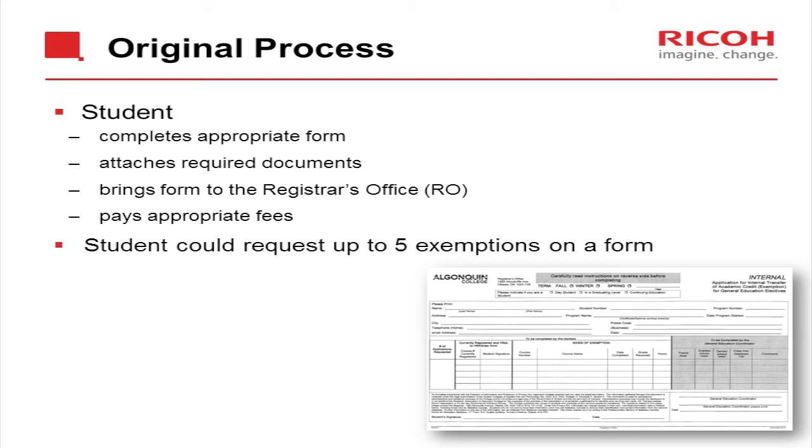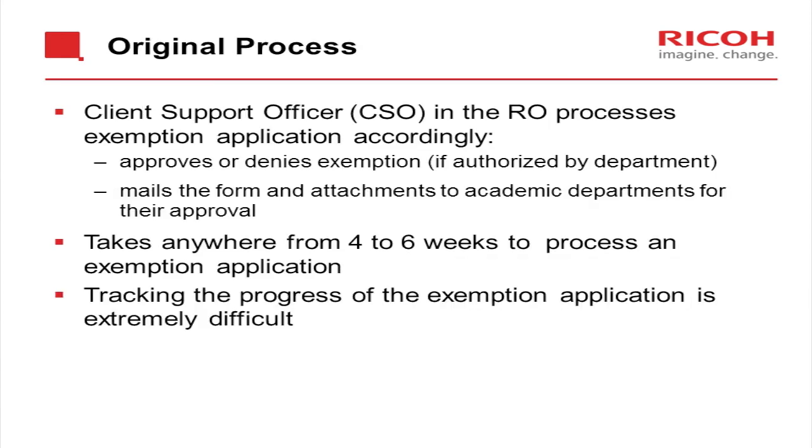Based on the form layout, the student could request up to 5 exemptions on a particular form. The client support officer, or the CSO, in the registrar's office processed the exemption application accordingly. They approved or denied the exemption, if authorized by the department, and then mailed the form and the attachment to the academic departments for their approval. Because of the manual nature of the process and because it was paper-based, this took anywhere from 4 to 6 weeks to process an exemption application. And tracking progress of the exemption application was extremely difficult.